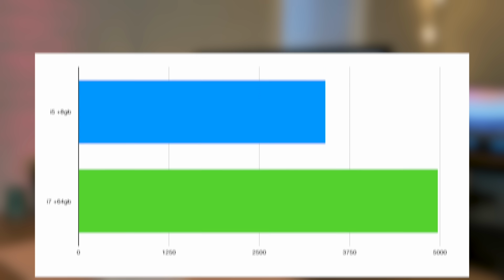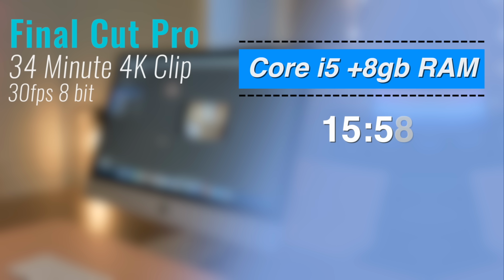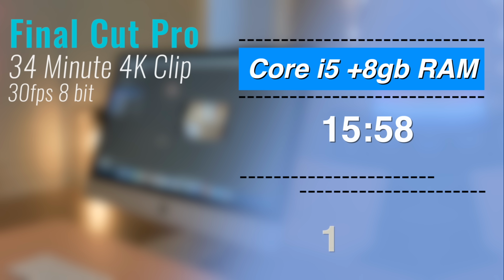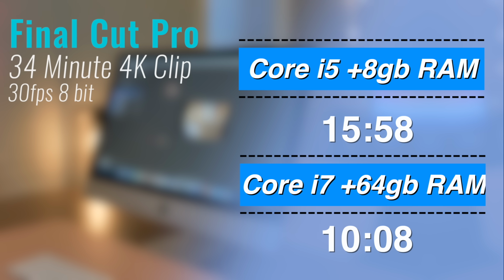Pretty solid. The next thing I tested was a Final Cut Pro render. I rendered a 34-minute 4K clip. With the i5 and 8 gigs of RAM, it took 15 minutes and 58 seconds to render, and now it takes just 10 minutes and 8 seconds.